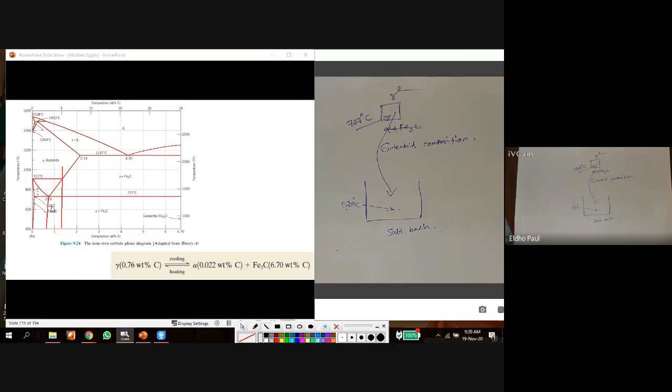So I am considering the sample with this composition, 0.76% carbon. That is eutectoid steel.